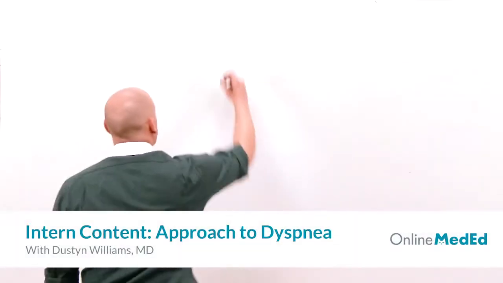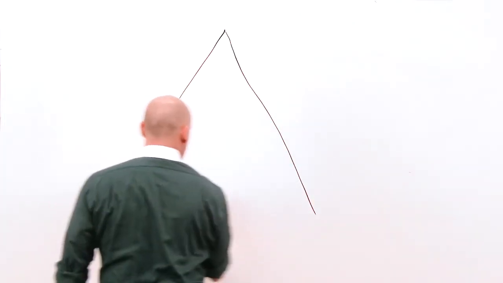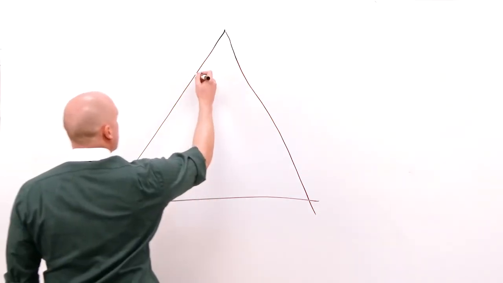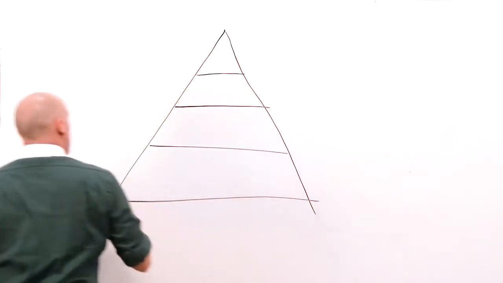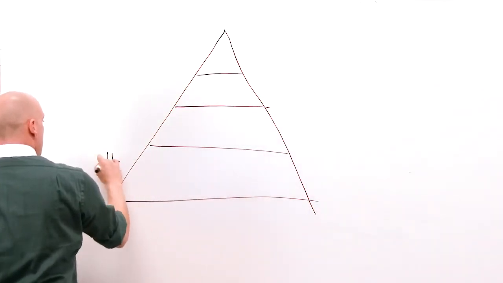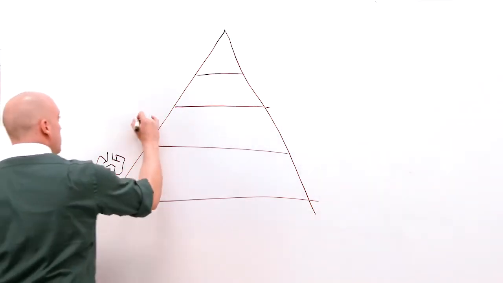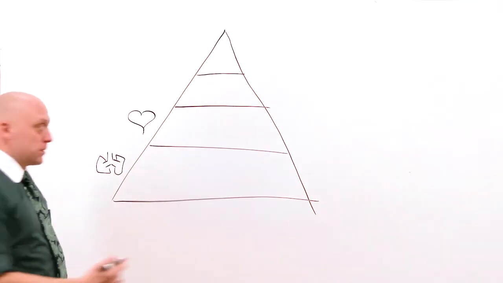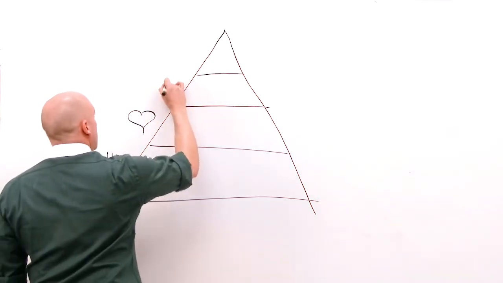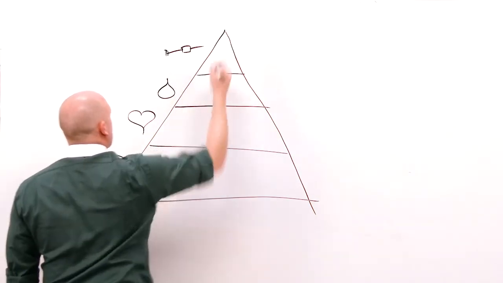This is the approach to dyspnea, the dyspnea pyramid. And the pyramid is divided into 4 rows. The bottom row is the lungs, pulmonary causes of dyspnea. The next row is cardiac, the heart, cardiac causes of dyspnea. The third row is blood, and the fourth is acid base.